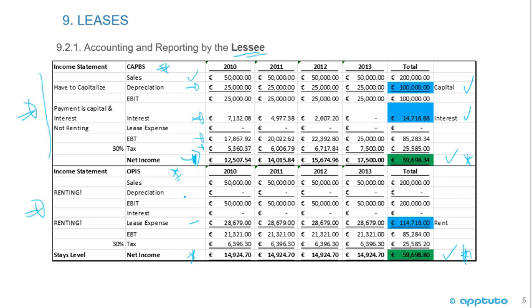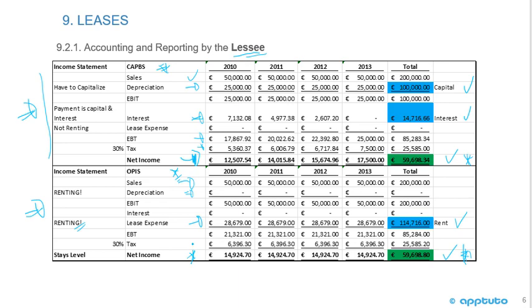Over here, if it was an operating lease, I'm going to have the same sales, 50,000 euros, no depreciation. I don't have the asset on my books, okay? But I'm going to have a lease expense. I'm renting it. And it's going to be the same payment every year, the 28,679. So again, I have the same total, 114,716, and the same net income over time.